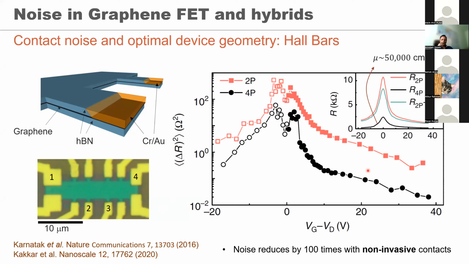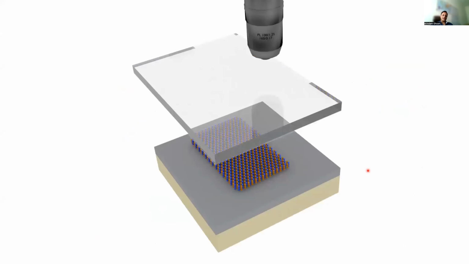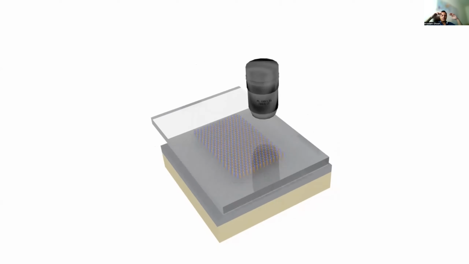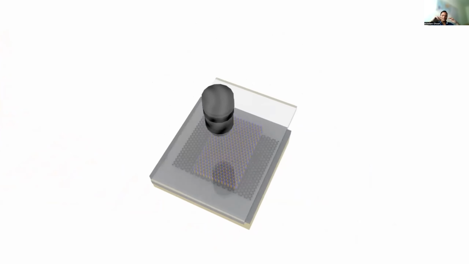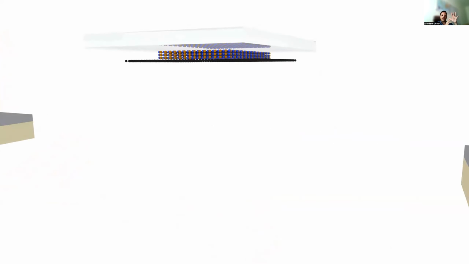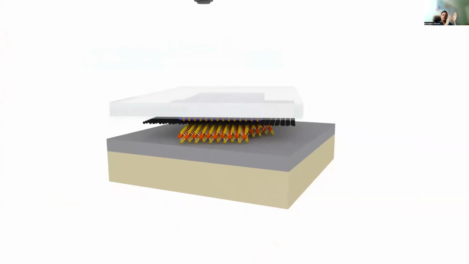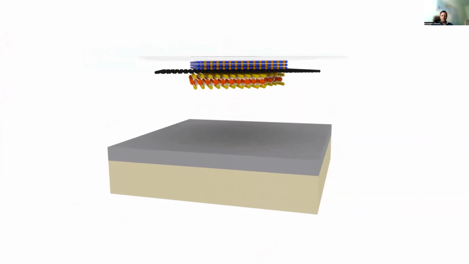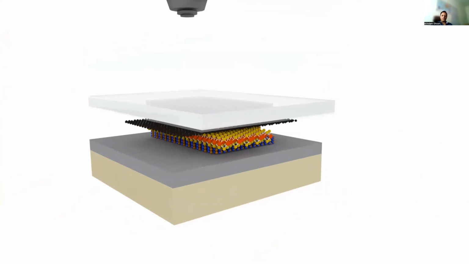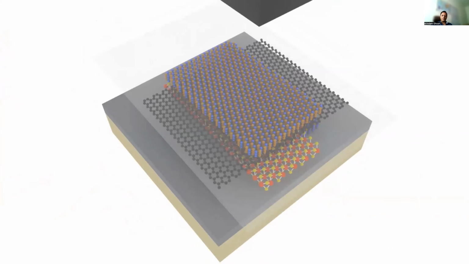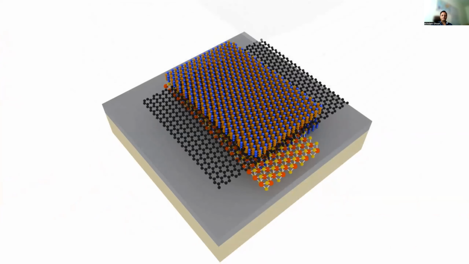So then we decided, okay, now it's a good time to make a new device. Now we have encapsulated the whole thing: graphene and molybdenum disulfide layer between two layers of boron nitride. So you completely shield it from the environment, and then we make a Hall bar out of it.